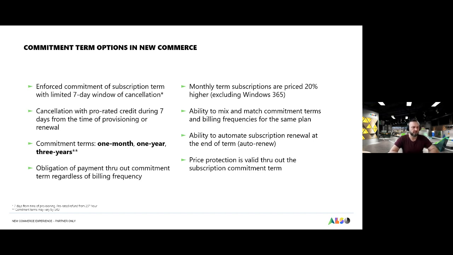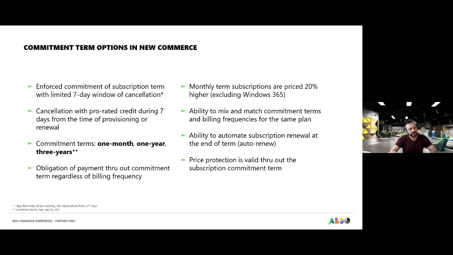But I want to talk first about the monthly commitment term. So the monthly commitment term will be priced 20% higher. That's excluding Windows 365 now, but if you want to have a shorter commitment term, you will have to pay more. This is really a cross-industry standard today. If you don't want to have a 1 year contract with your gym, you will pay a higher price. The same with the streaming services. If you don't have an annual commitment, you will have a higher price. So that's in accordance with the cross-industry standard today. So it comes now to new commerce.